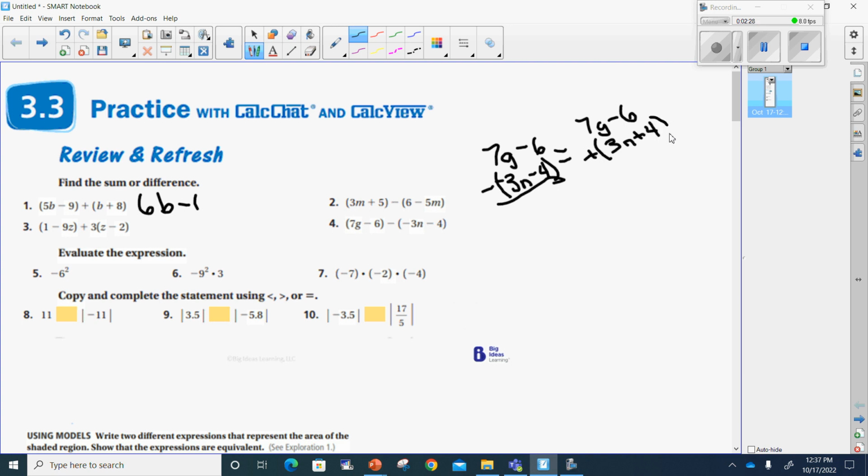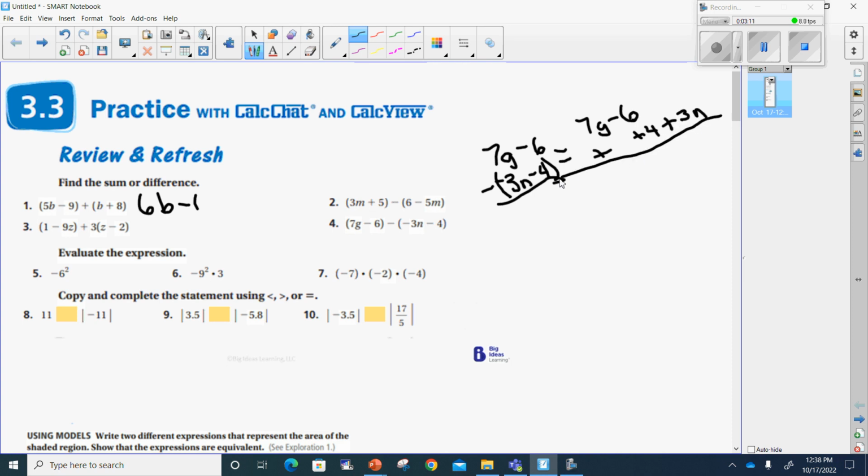Now this is designed to be a tricky one, to make you not notice that the n and the g are not even the same variable. I can't combine them. So in reality, I can't even stack them this way. I'd have to stack it this way. I'll take the 7g, but now I'm going to move that positive 3n over here. So this would be positive 3n.